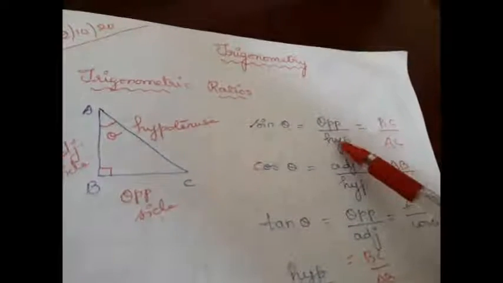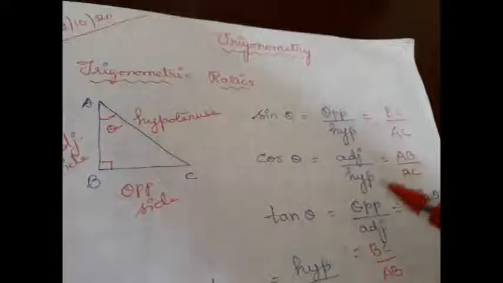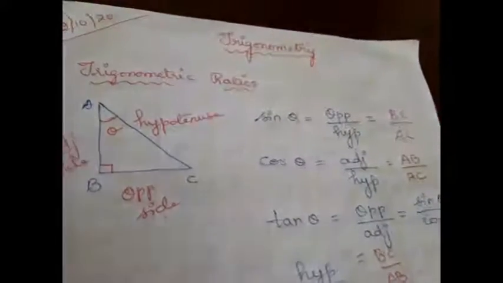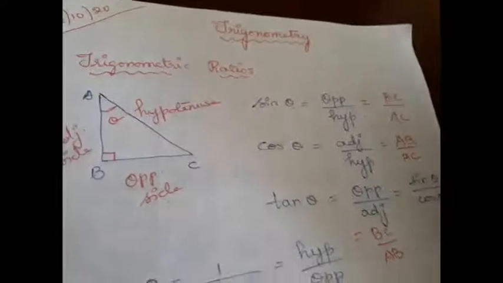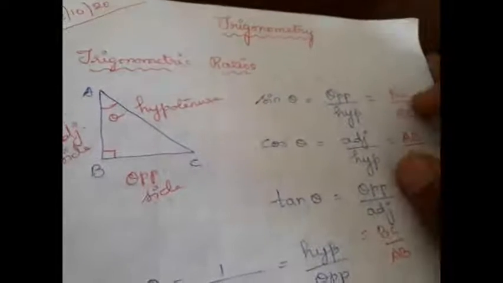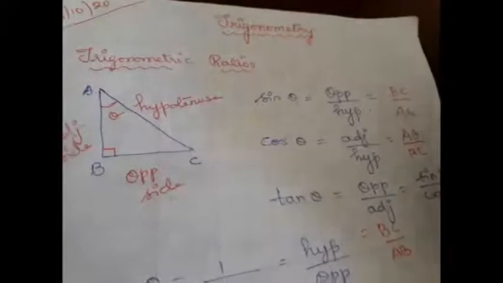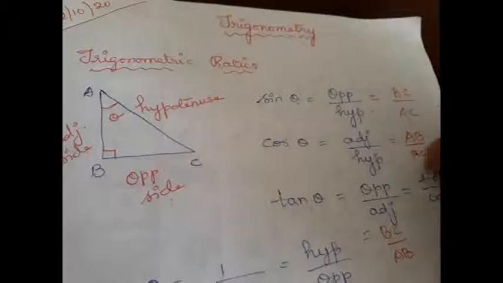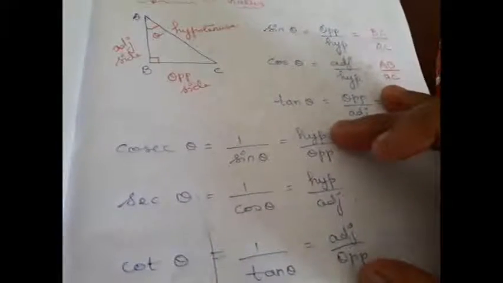I repeat, sine theta is opposite side divided by hypotenuse, cos theta is adjacent divided by hypotenuse, tan theta is opposite divided by adjacent. So if you know these three basic trigonometric ratios, you can win the trigonometry. Yes, if you remember these three, then you can do wonders in the chapter. You should not forget, alright? Then based on these three, we are going to define the next three trigonometric ratios. What is it?